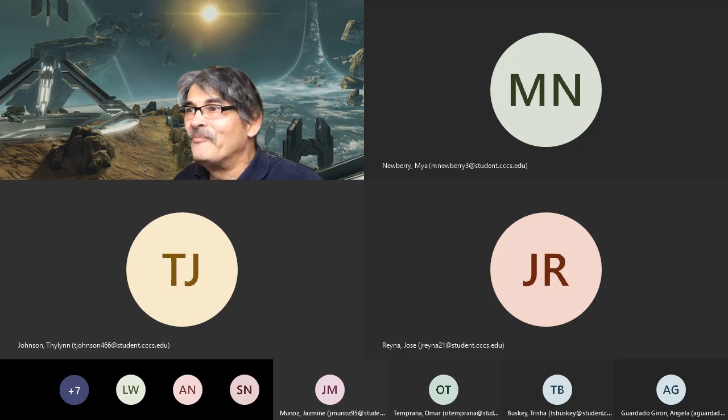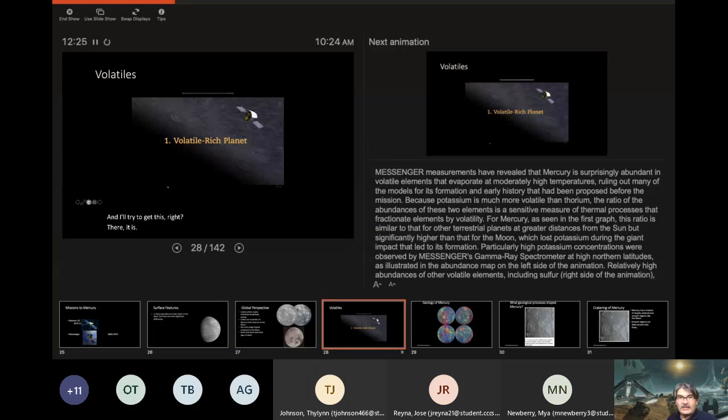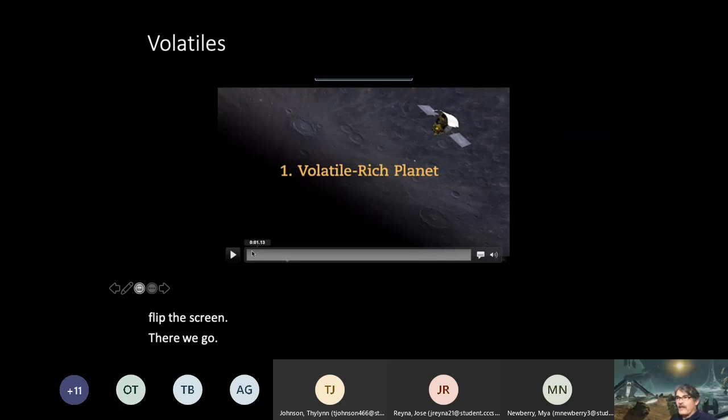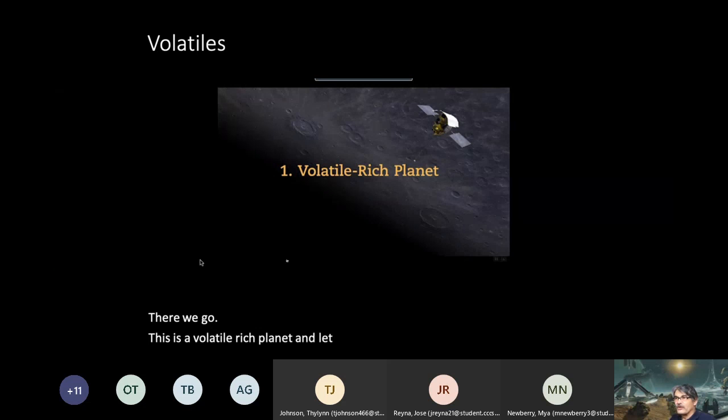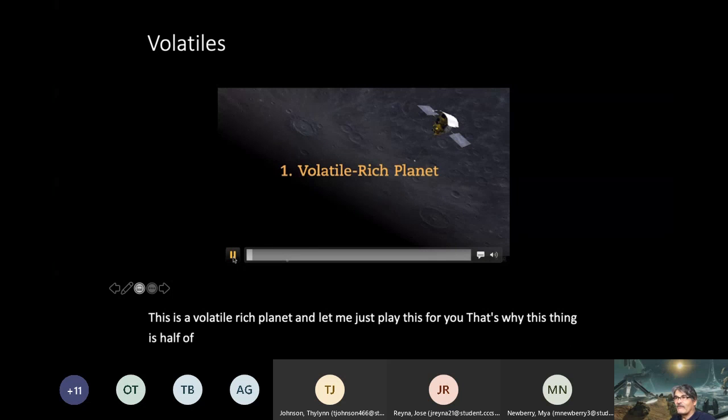Okay, let me share a little something with you. And I'll try to get this right. There it is. You can see volatiles, is that correct? Nope, you're seeing the other side. Let me flip the screen. There we go. So this is a volatile-rich planet, and let me just play this for you. That's why this thing is half a meg or half a gig.